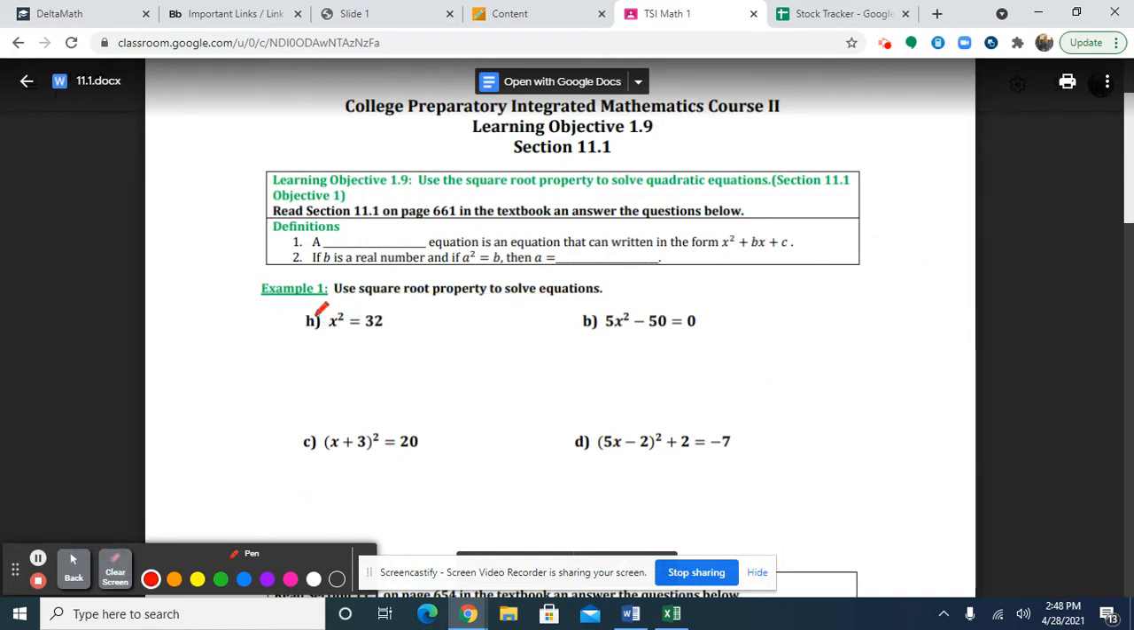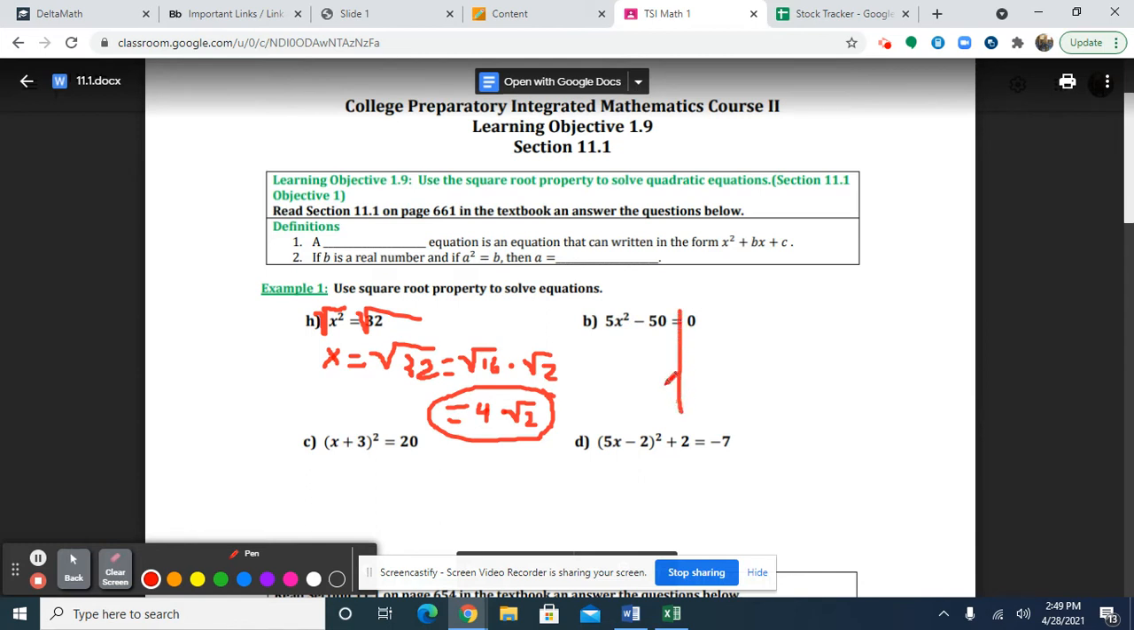So for example, this first one right here. If we take the square root of both sides here, then x is equal to the square root of 32. And we want to simplify it as much as we can. In this case, this could be square root of 16. The factors are square root of 16 and square root of 2. And the square root of 16, which is a perfect square, is 4. And then we can just leave square root of 2 by itself. And the answer is 4 square root of 2. So let's go on to the next one.